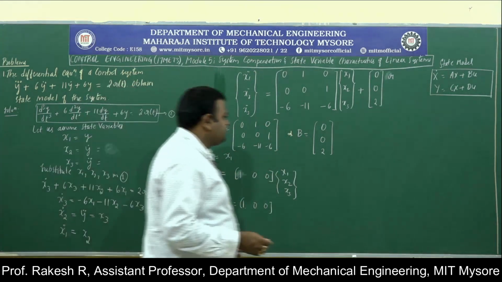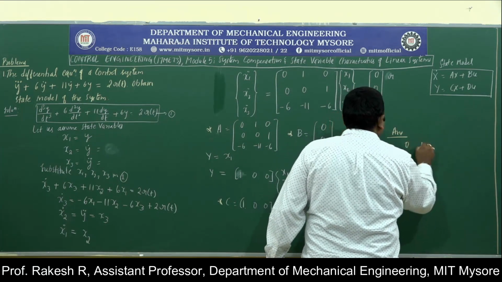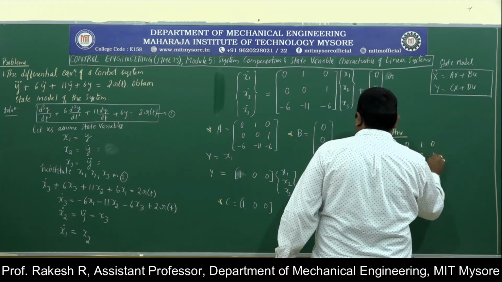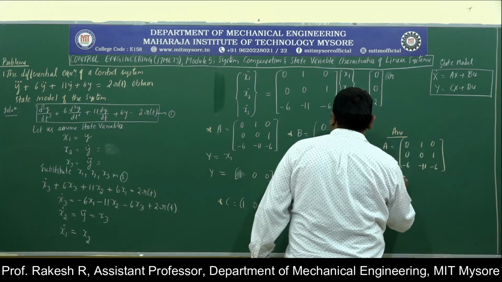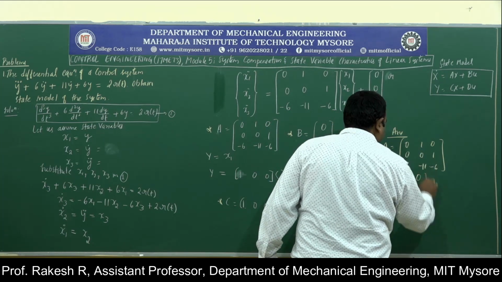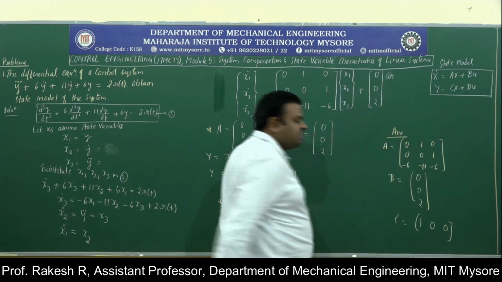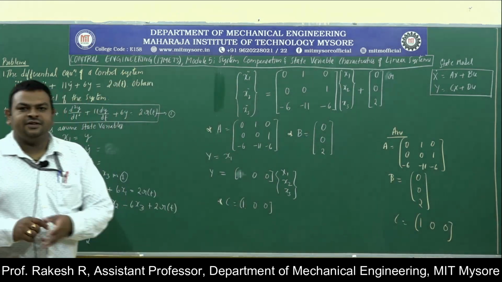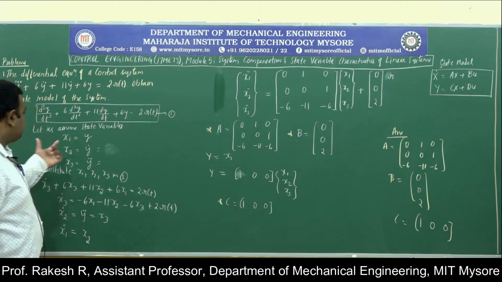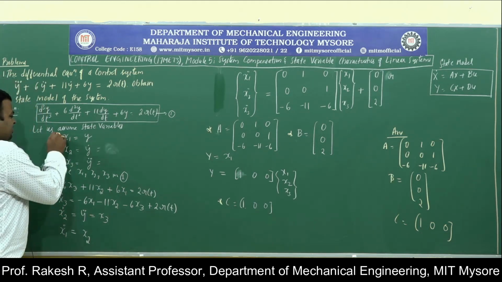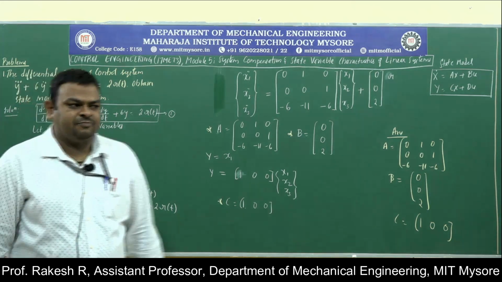Again I will rewrite what is A. A will be equal to 0, 1, 0, 0, 0, 1, minus 6, minus 11, minus 6. What is B? B is 0, 0, 2. And what is C? 1, 0, 0. These are the state models for the given differential equation. The steps look very complicated, but it is very easy. You just have to assume only one thing, that is x1 is equal to y. Rest of the things are just a substitution.